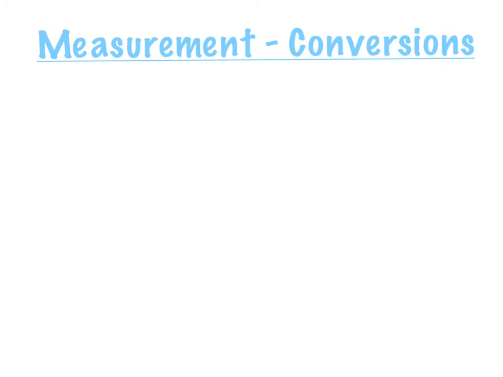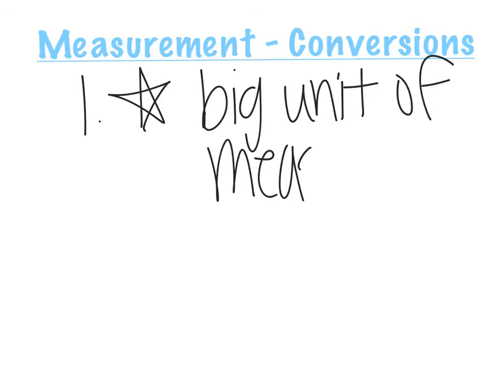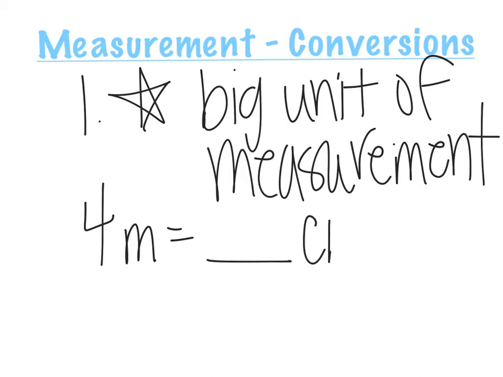Okay, guys, thinking about how to do conversions, the first thing Miss Ayala wants you to do, remember this whole time, I write, you write. The first thing is I need you to put the star by the bigger unit of measurement. So when you put the star, you know right away whether or not you're going to go from the big unit to the small unit, depending on which one is missing. So in our last example, we had the 4 meters equal our centimeters.